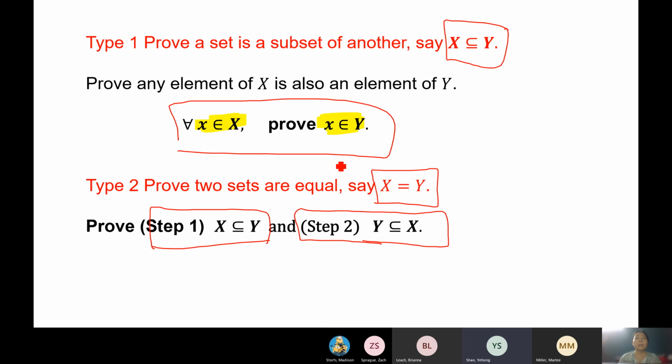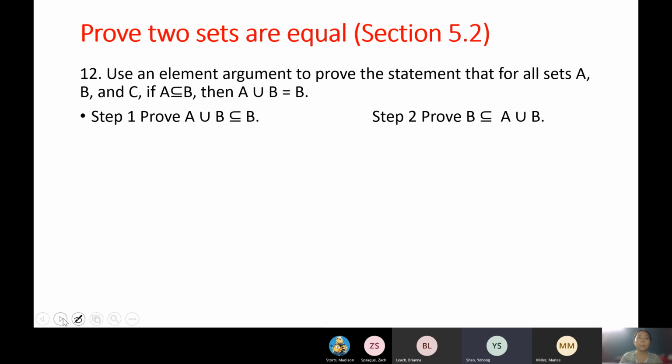Memorize that. But when you do type 2, you still have to prove X is containing Y, Y is containing X. That's exactly type 1. So pretty much for a type 2 question, you have to do 2 type 1 questions. Type 1 tells you how to prove a set is containing another. So as long as you know how to do type 1, you should be able to do type 2, because you just do type 1 twice. That's what we have in our problem number 12.